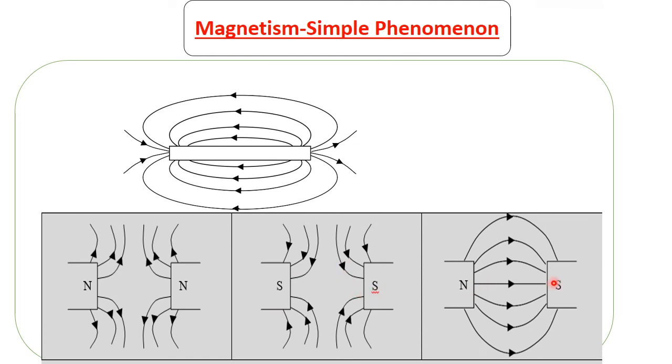Then third is north and south. In this case, north, they want to go to south here, but there's south here. So they can just skip and go to this one, which is near. That's why they attract. So this marks the end of magnetism part 1.